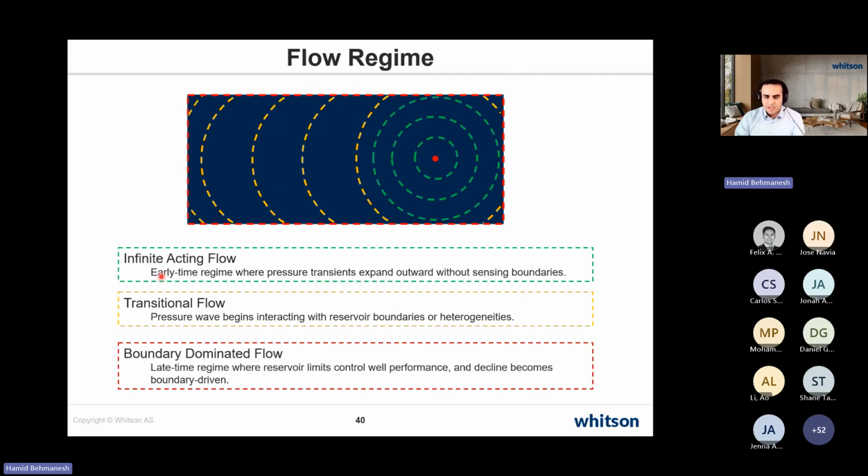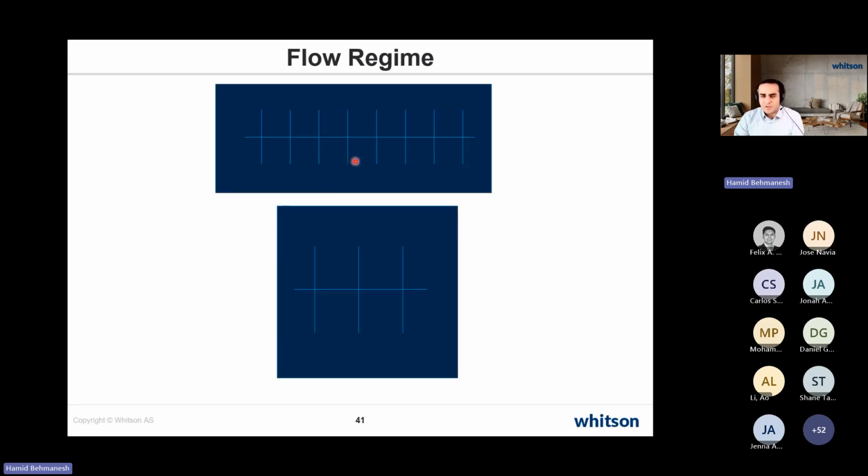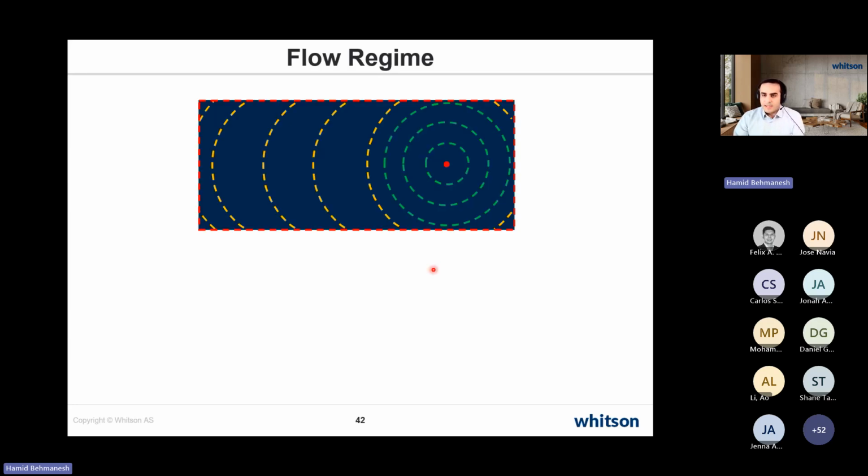So these are simple definitions: infinite acting is when the ripples are still growing and haven't touched any of the boundary, and boundary dominated is where all the boundaries are touched. Now I have very good confidence in the size of the reservoir. It could depend really on the wellbore geometry and the way that we complete it. It could be in a multi-fracture horizontal well. This is how the transient, transitional, and boundary dominated flow will grow, and it also depends on the operational activity in the wellbore.